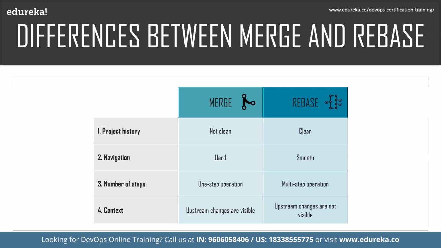The last difference is the context. In Git Merge, the developer can see when the upstream changes were incorporated into the feature. On the other hand, in Rebase, the developer cannot see when the upstream changes were incorporated into the feature. Hence, this is also a difference between Git Merge and Git Rebase.